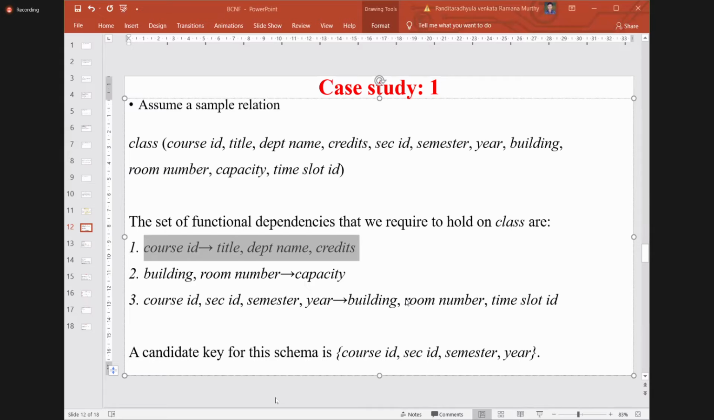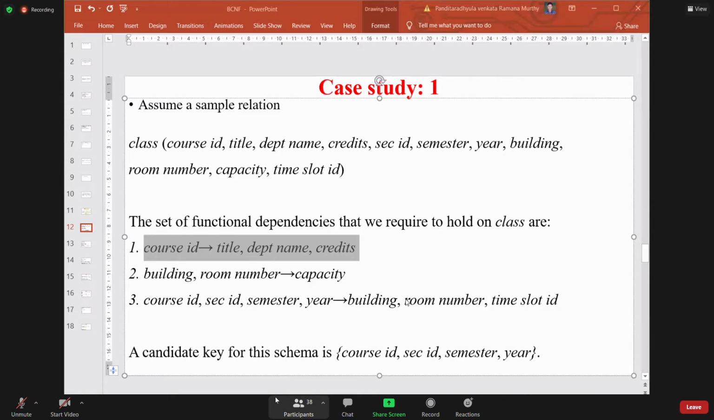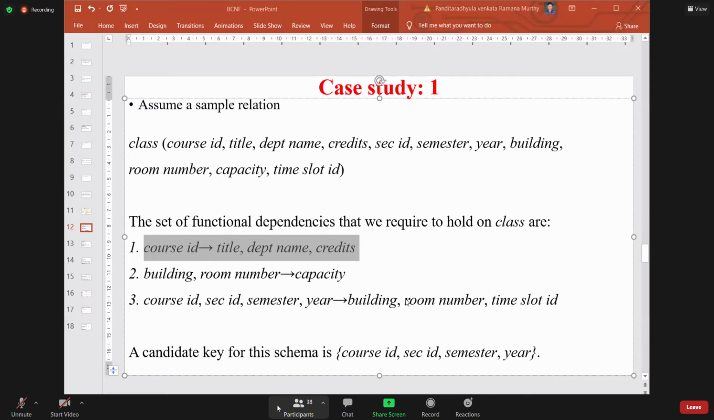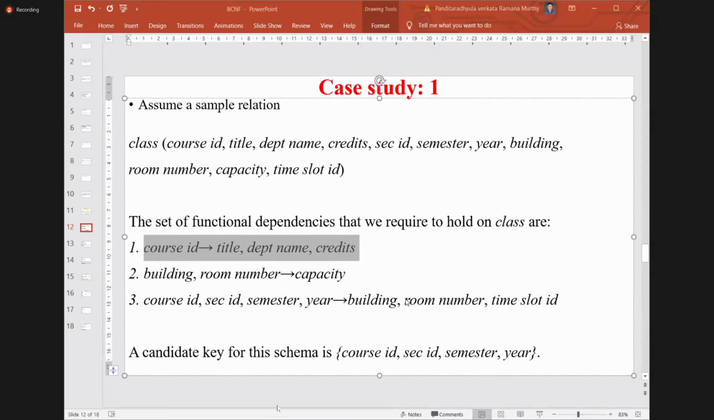If you give the building name and room number, because the same room number, say 101, is there in the CSC block, 101 is there in the mechanical block, and 101 is there in the EEE, ECE block also. So the room number alone is not sufficient. If you give the building and room number, then you can uniquely identify your room or classroom.